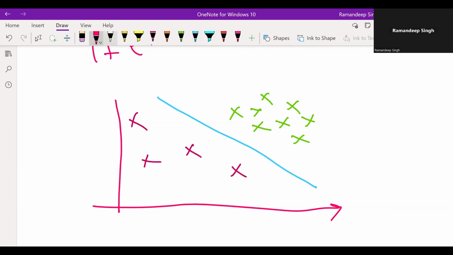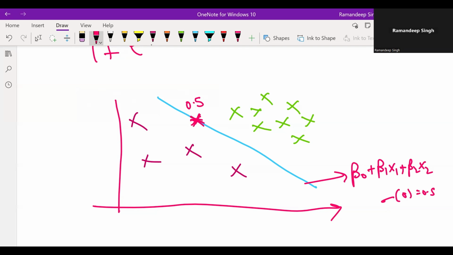Now if a point lies on this line, what will sigmoid return? Sigmoid will return 0.5. Why? Because if a point lies over our classification line, that is beta naught plus beta 1 x1 plus beta 2 x2, this equation will give output 0, and sigmoid of 0 is equal to 0.5, right? So we give this value 0.5.